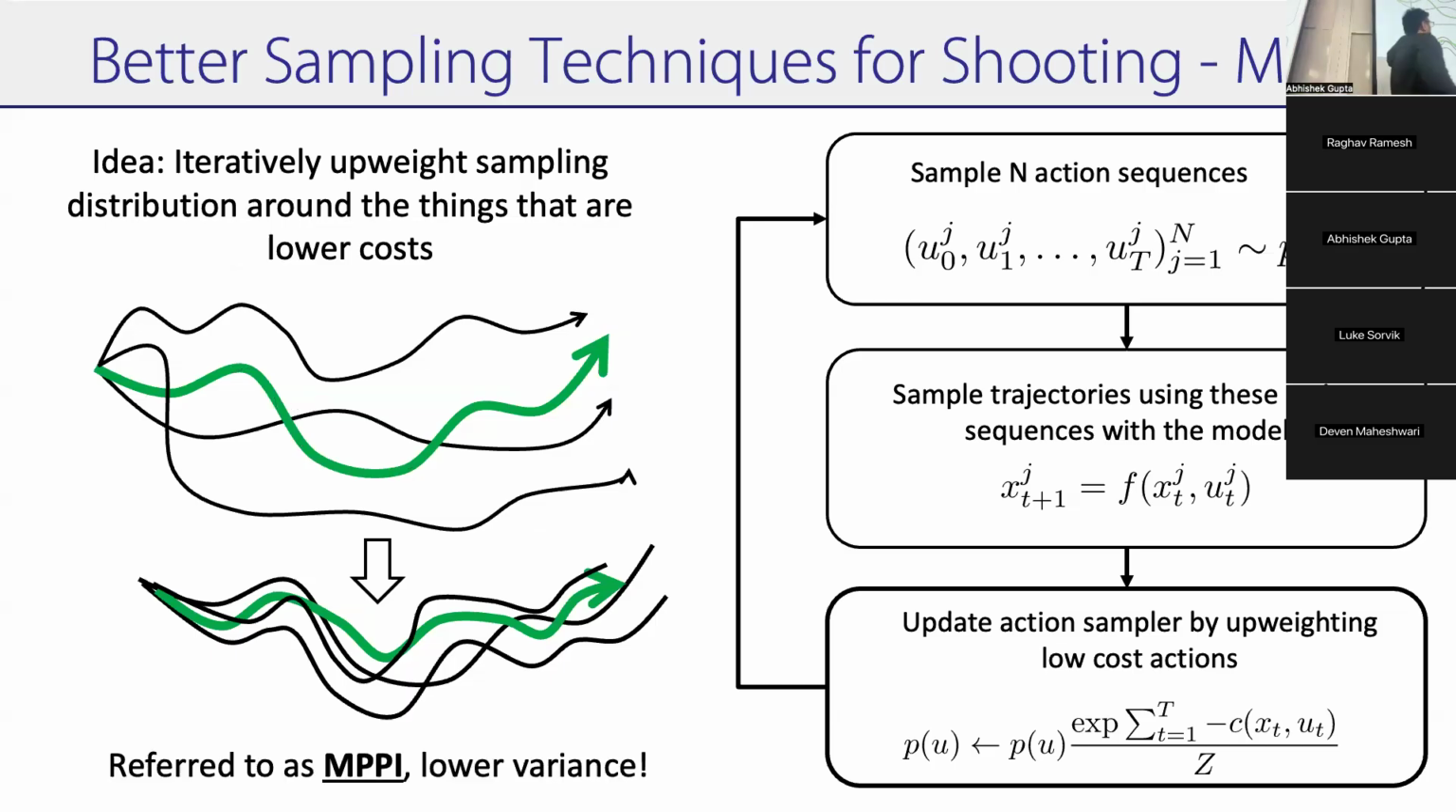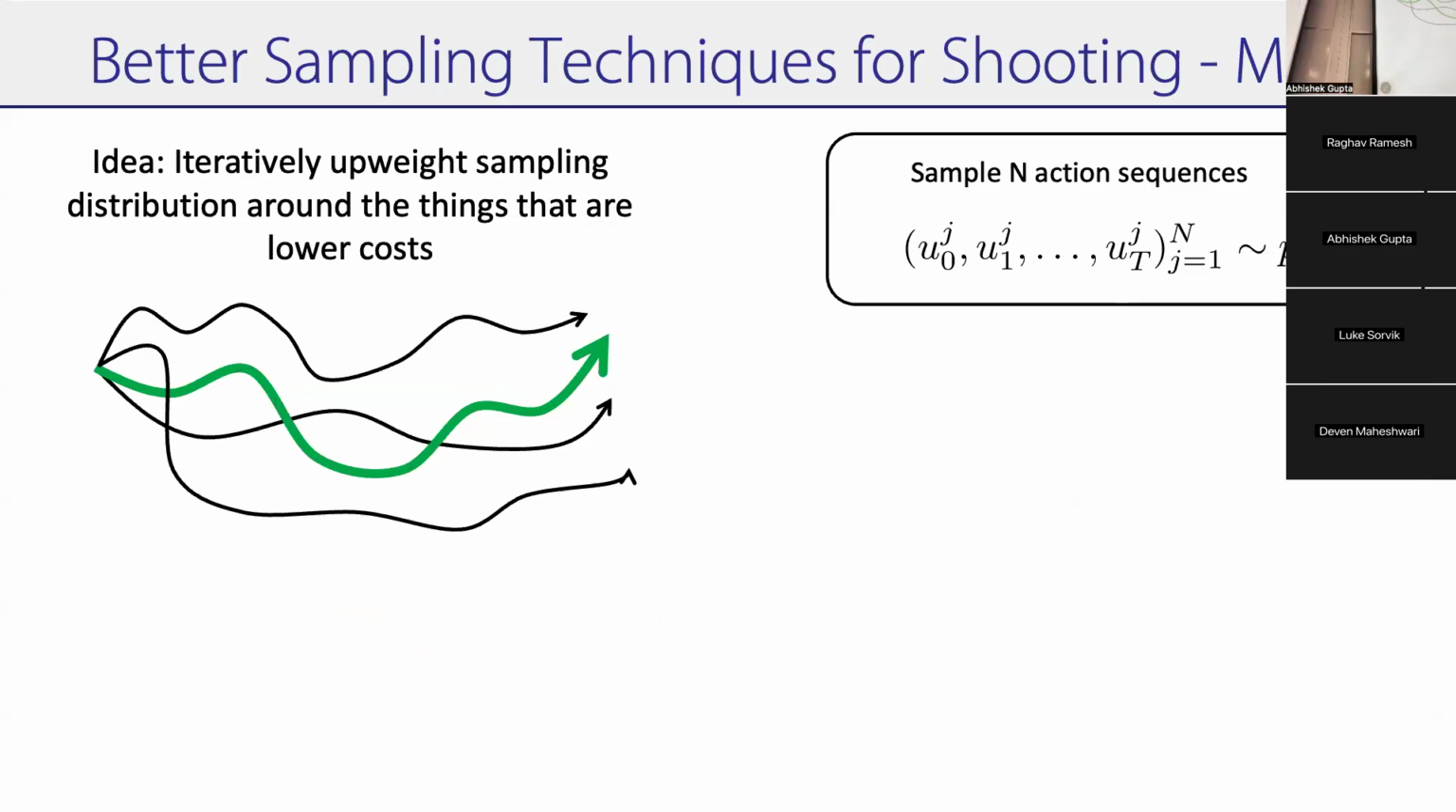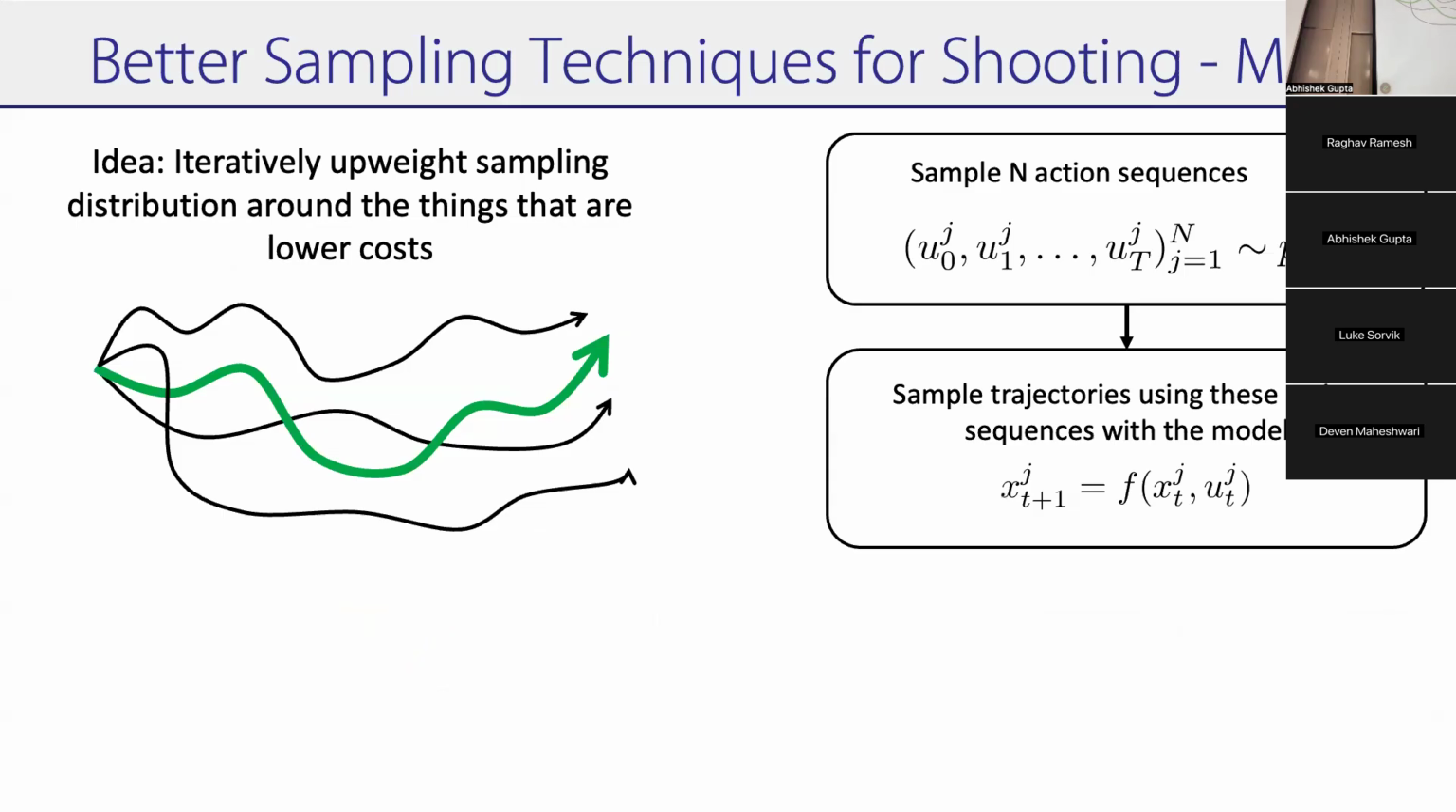Okay, so the way you're going to do that is you're going to start by sampling a sequence of controls from some distribution P. Initially you'll start your distribution P at some uniform distribution or a Gaussian, you're just going to sample actions. You'll get a bunch of trajectories, you'll roll them forward through your system.